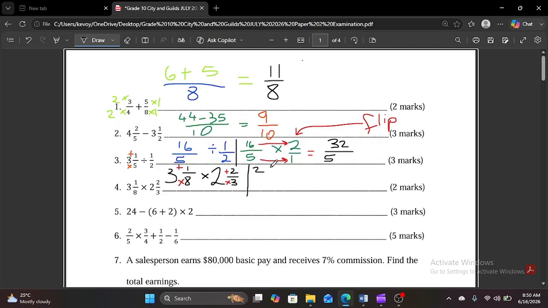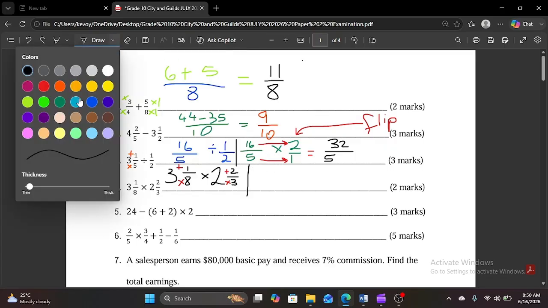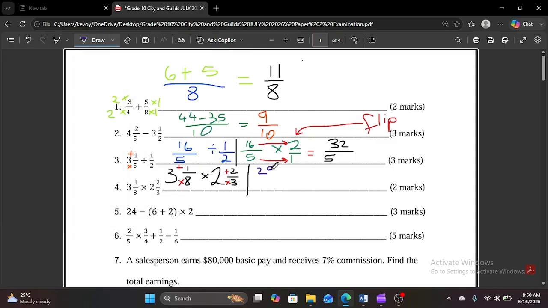So 25 over 8, and then 2 times 3, that's going to be 6, plus 2, that's going to be 8. So 8 over 3. So we converted them into improper fractions, and now we're going to multiply afterwards.